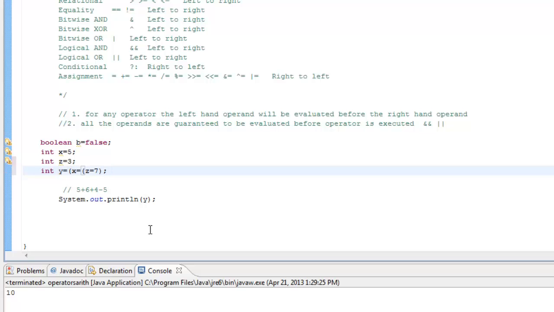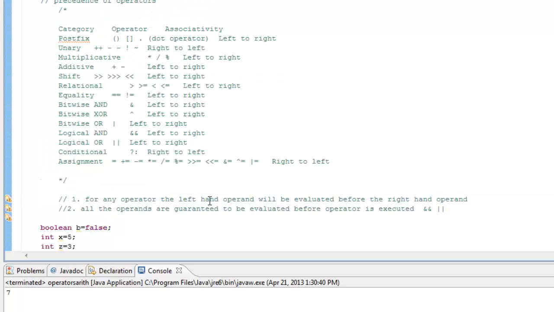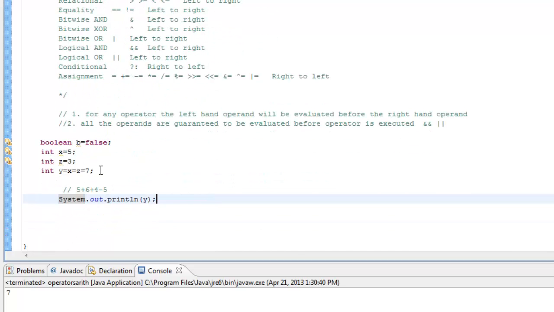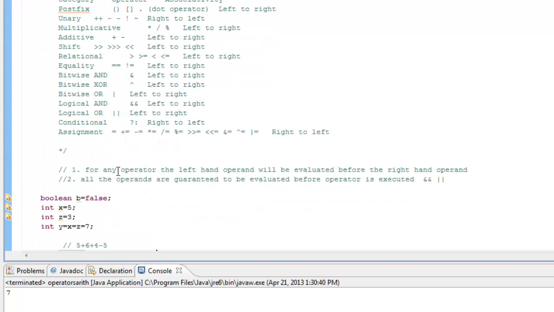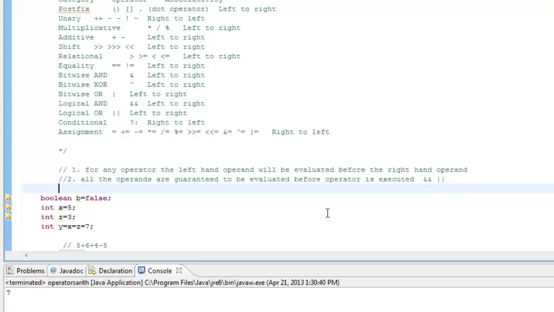So this is the pattern of the evaluation, and you can already see the assignment works from right to left. So writing this means x, y and z all become 7. So this is how it works. This comes out to be 7. So this is how precedence and associativity works for Java. Now these two rules we must keep in mind for evaluating any expression.